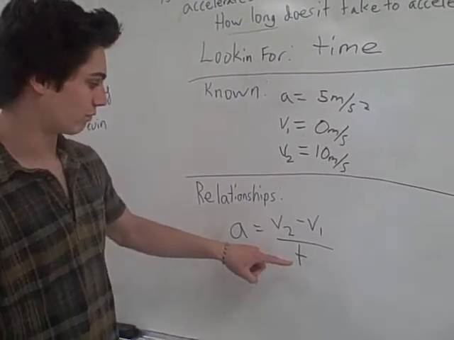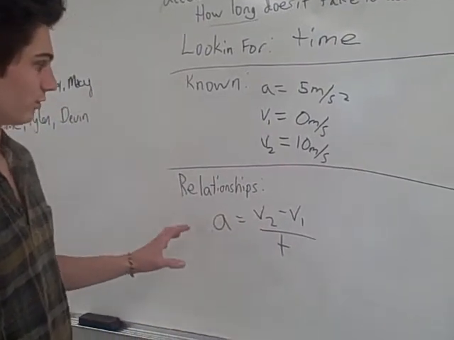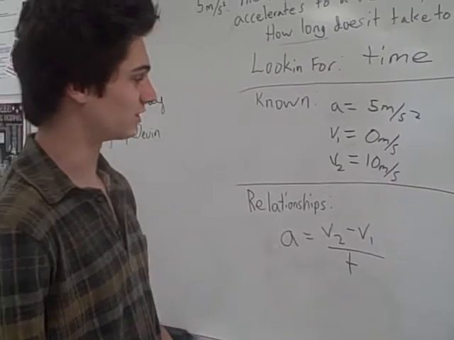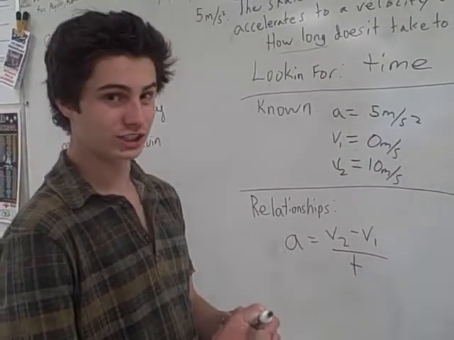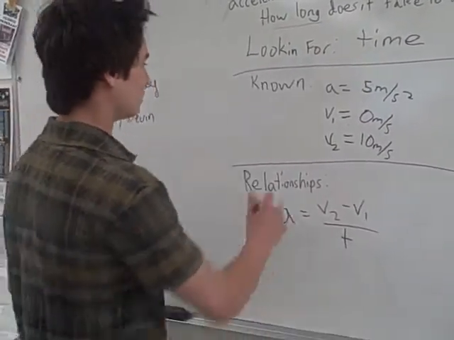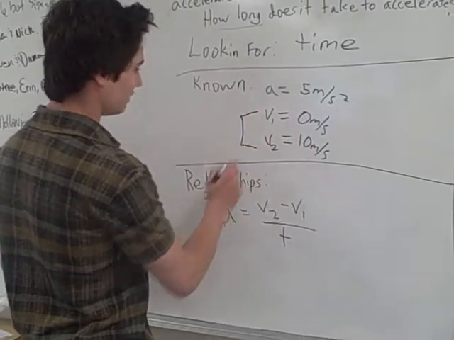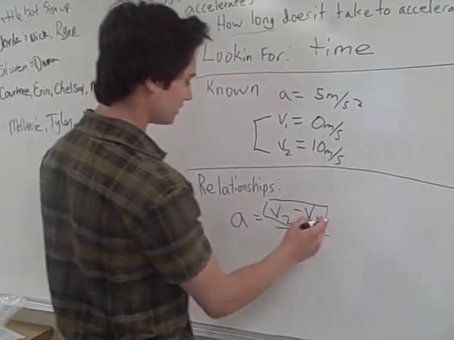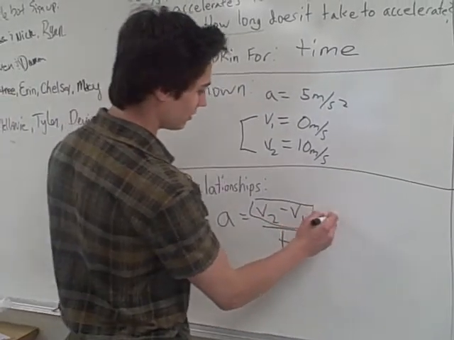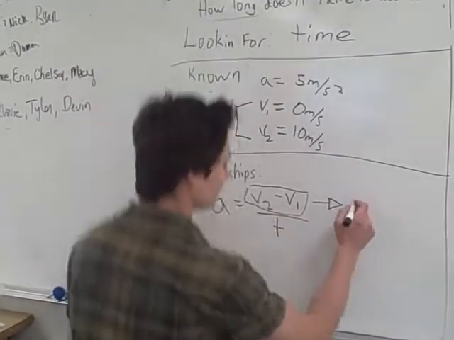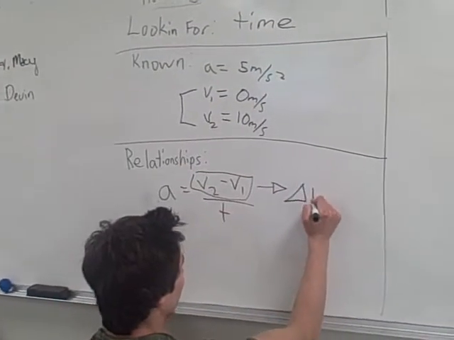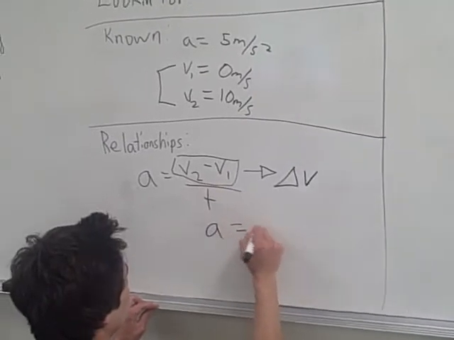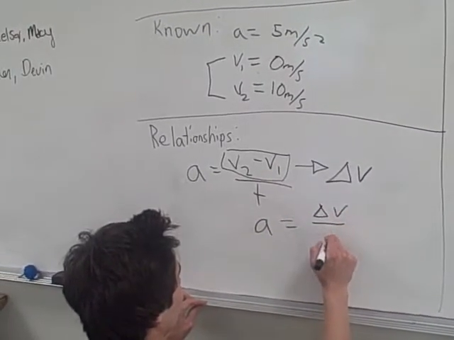But we're looking for time, so we're going to have to rearrange some equations. But first, I'm going to demonstrate the concept of change in velocity. So we have two velocities here and two velocities here. Now we can say v2 minus v1 is the change in velocity, or delta v. So now we have the equation a equals delta v over t.